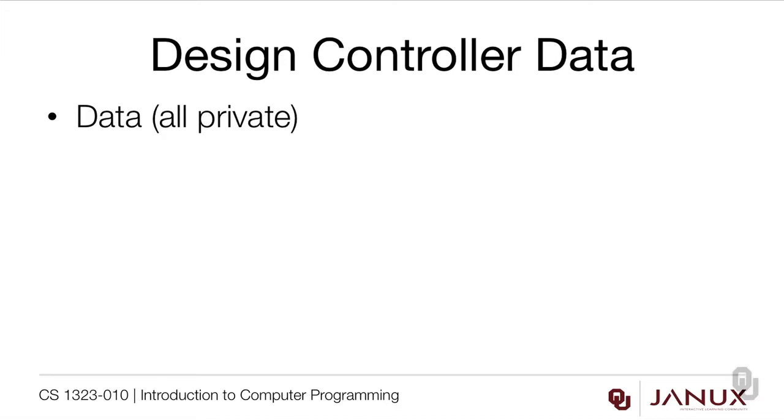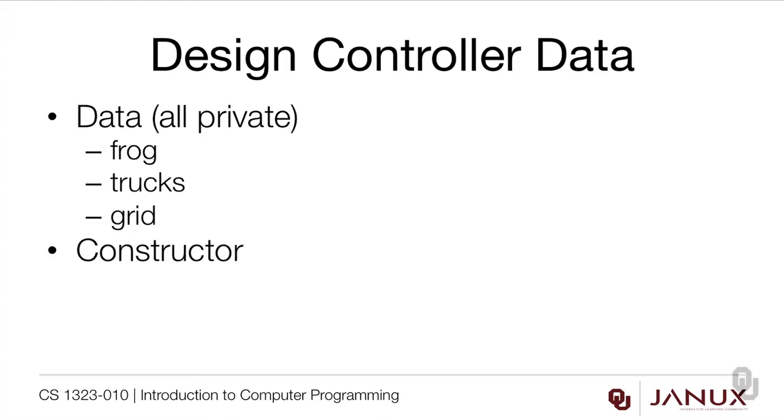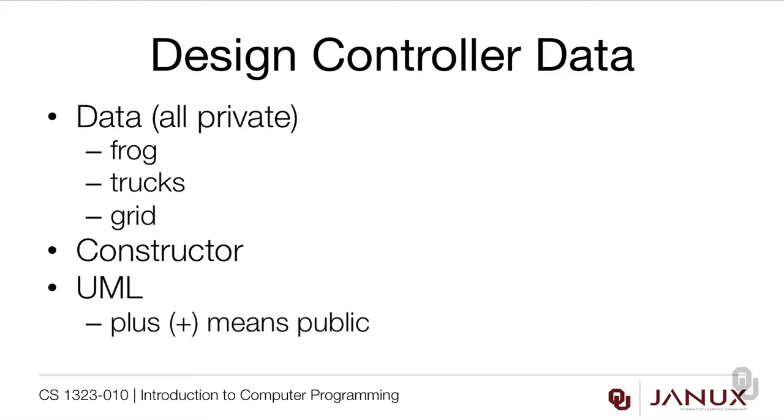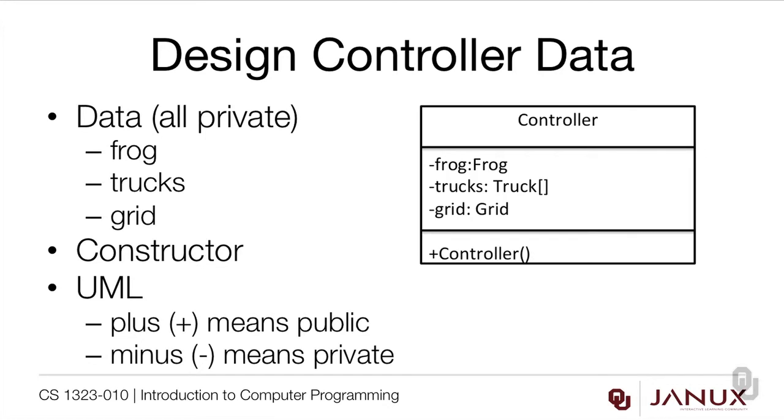So now we need to design our controller data. Now all of our controller data is going to be private. So we're going to need a frog, we're going to need a bunch of trucks, and we're going to need a grid. We're also going to need a constructor that will build the frog, the bunch of trucks, and the grid. Now in UML, when we have a plus, that means it's public, and when we have a minus, it means it's private. So this is what the data for our controller class is going to look like.